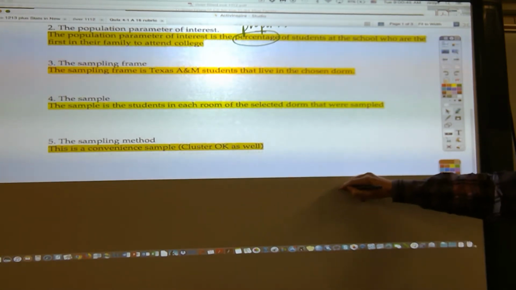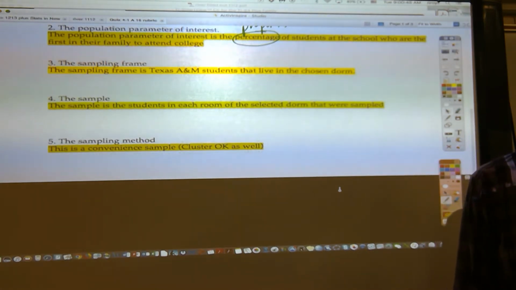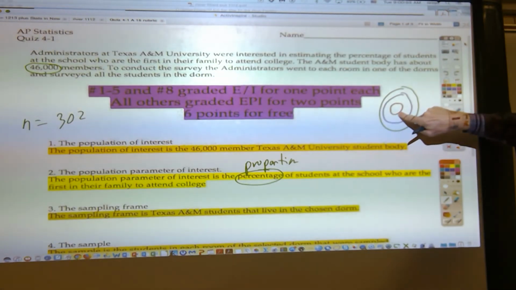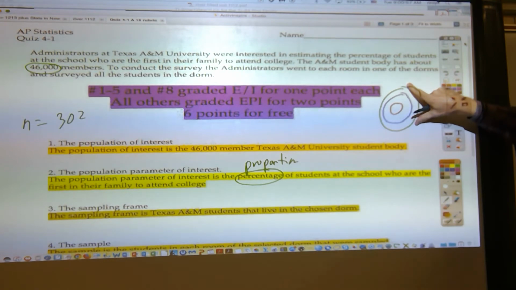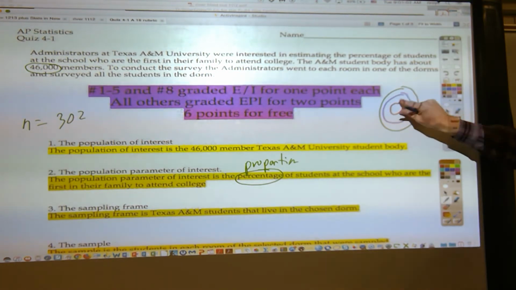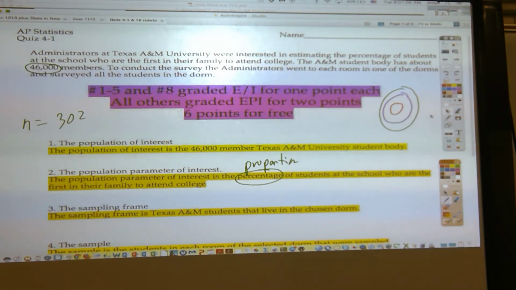Any questions on 1 through 5 on the practice quiz? Thomas, what's number 4 saying? Okay, what is the sample? They want you to describe the inner circle. We got the population, 46,000 students, the sampling frame, which is the dorm, and then the actual sample is the people in the dorm who actually responded to the knock on the door and answered the questions.